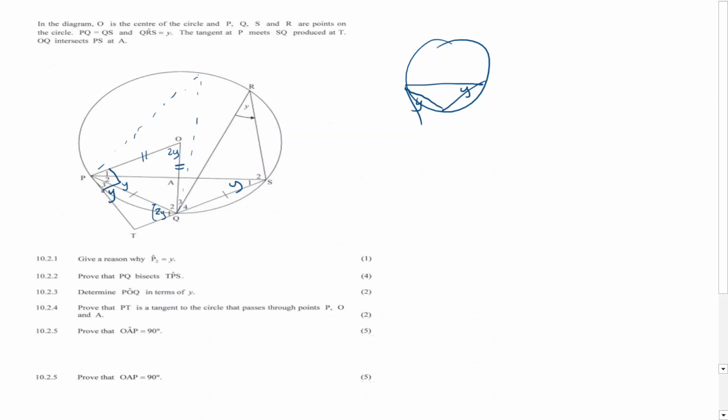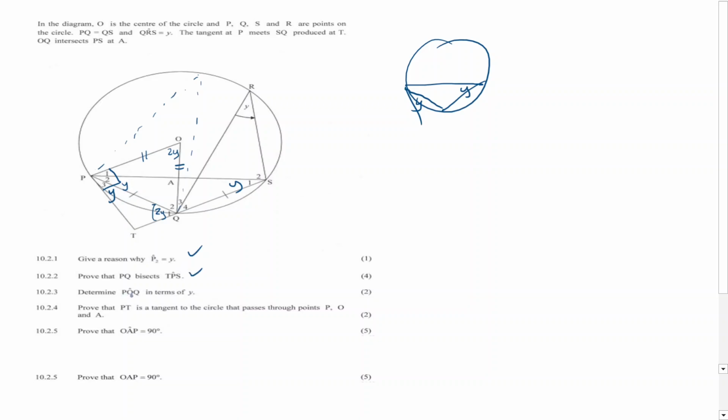So P3 would also be Y. Reason, tan chord theorem. Great advice is to redraw in seconds little pictures all over your question paper just to help you look more clearly at specific triangles or circles or shapes to help you answer things. And so give a reason why P2 equals Y. So we got that one already and discussed it. Prove that PQ bisects TPS. We've also discussed that.